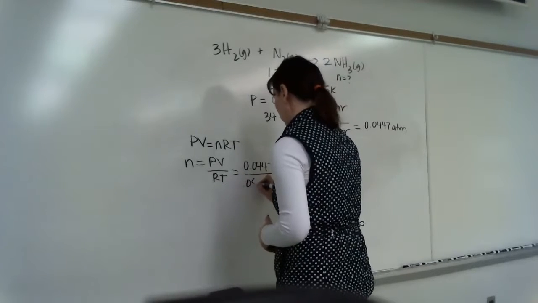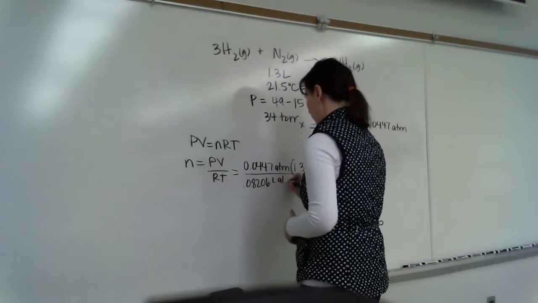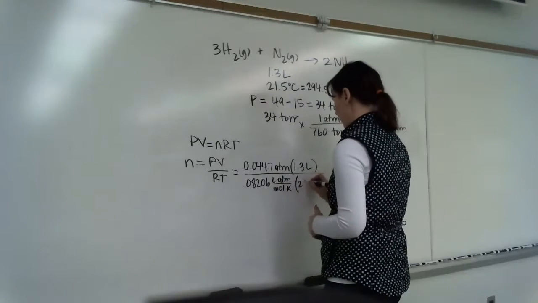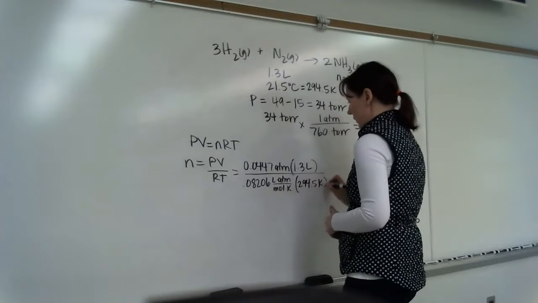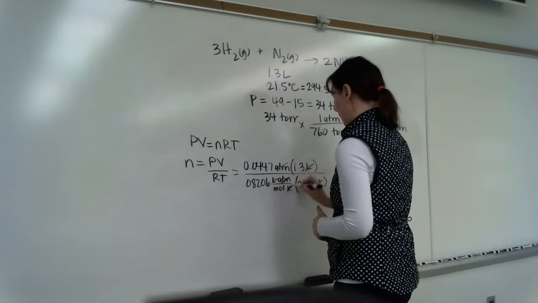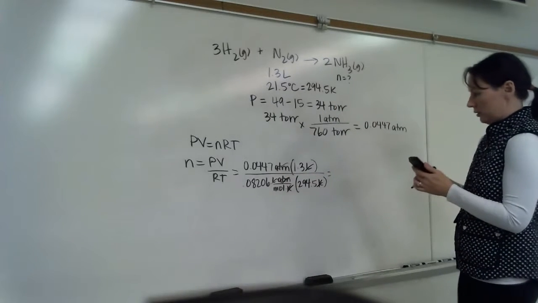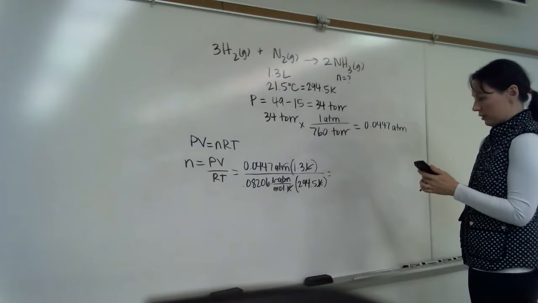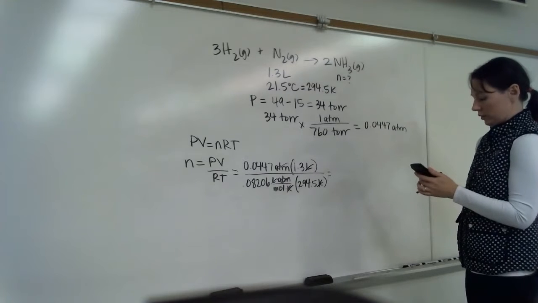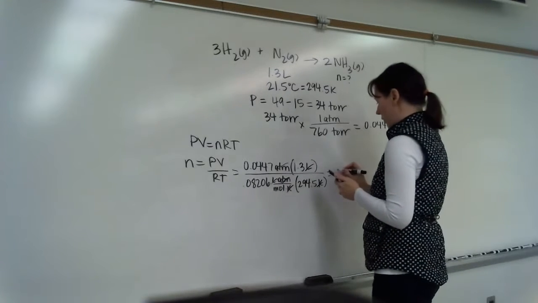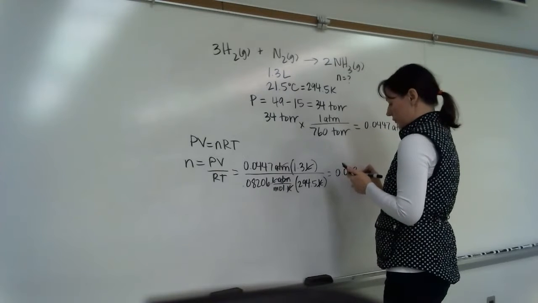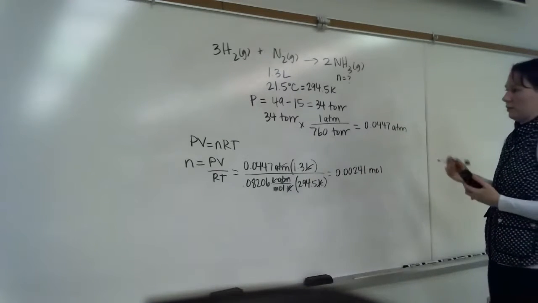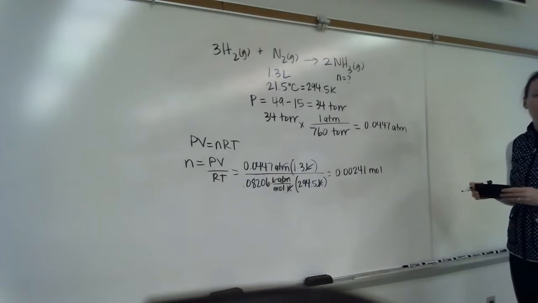R is constant. Temperature is 294.5. Atmospheres and liters, Kelvin. So times 1.3 divided by 0.8206 times 294.5 gives me a very low number of moles. But look how low my pressure is. I mean, that's to be expected. Okay, do we agree on number of moles?